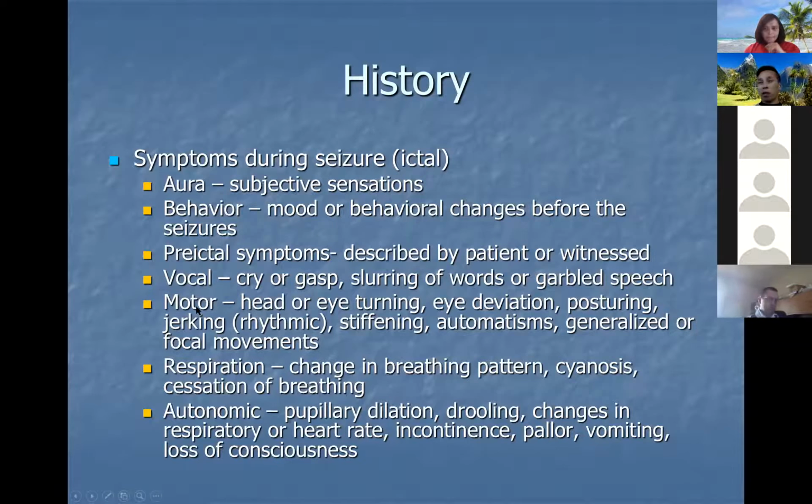And obviously motor manifestations, whether it's deviation, head turning, automatism, sometimes focal movements or generalized movements, respiratory changes. I typically see more bradypnea or decreased breathing and heart rate versus increased breathing and heart rate. That's not as typical for seizures, for example. Like I said, autonomic changes, sometimes their pupils will become dilated, sometimes drooling, pallor, incontinence, or a combination of the above.